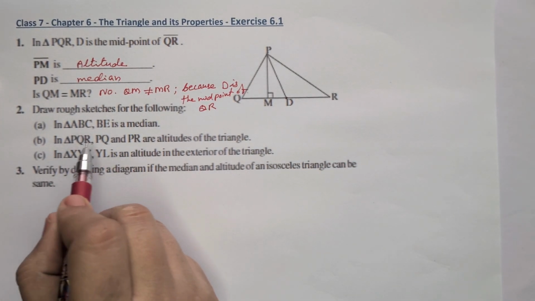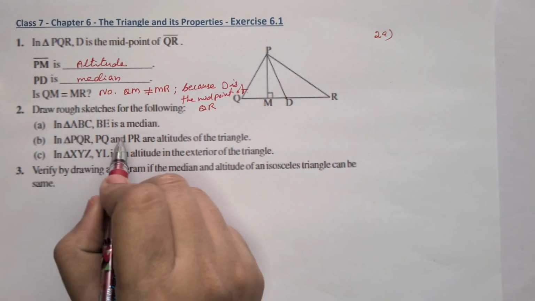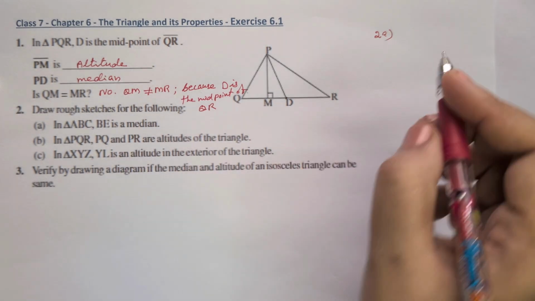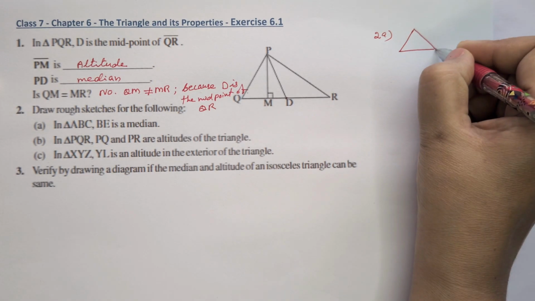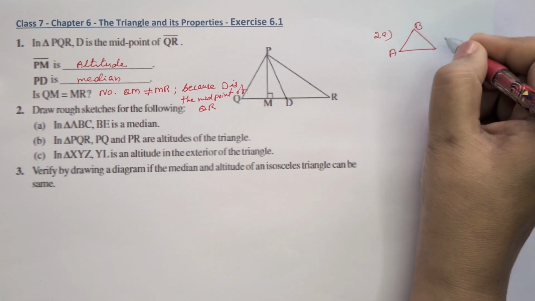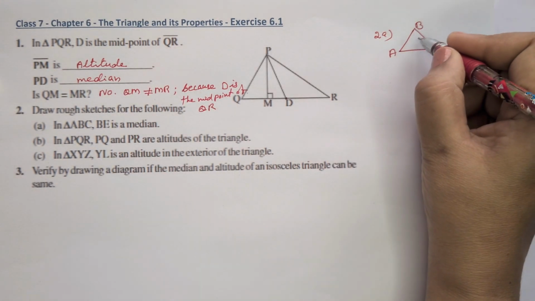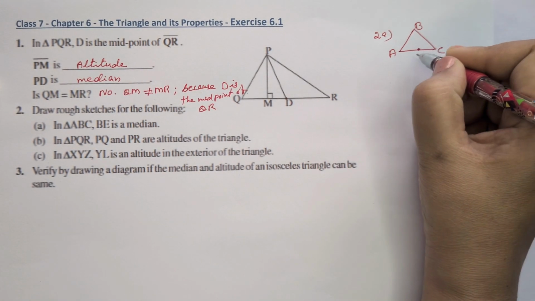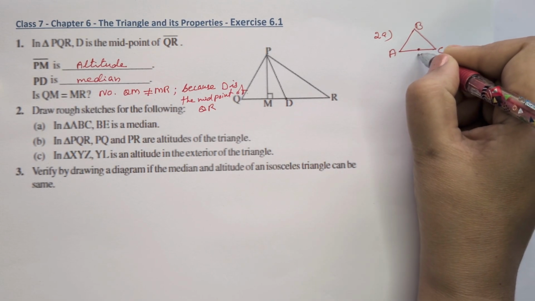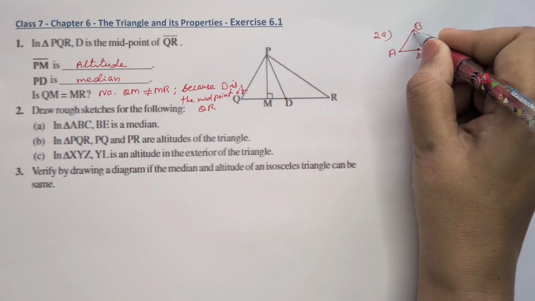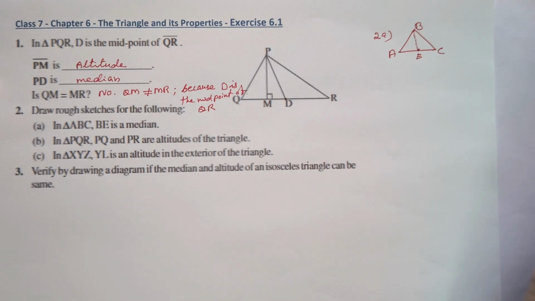Second question: draw rough sketches for the following. First part: in triangle ABC, BE is a median. Just draw any triangle ABC. BE is a median, which means the line drawn from B to E, the midpoint of the opposite side AC. That line BE is the median.